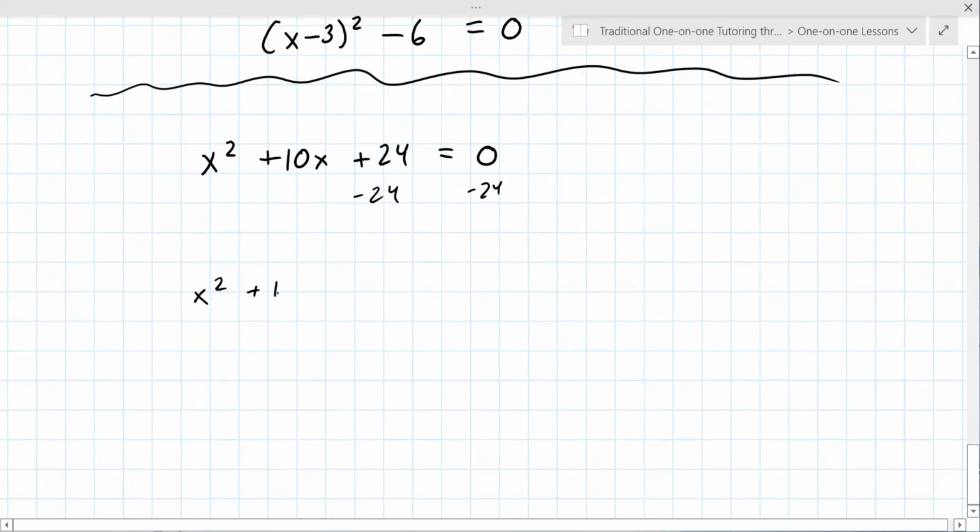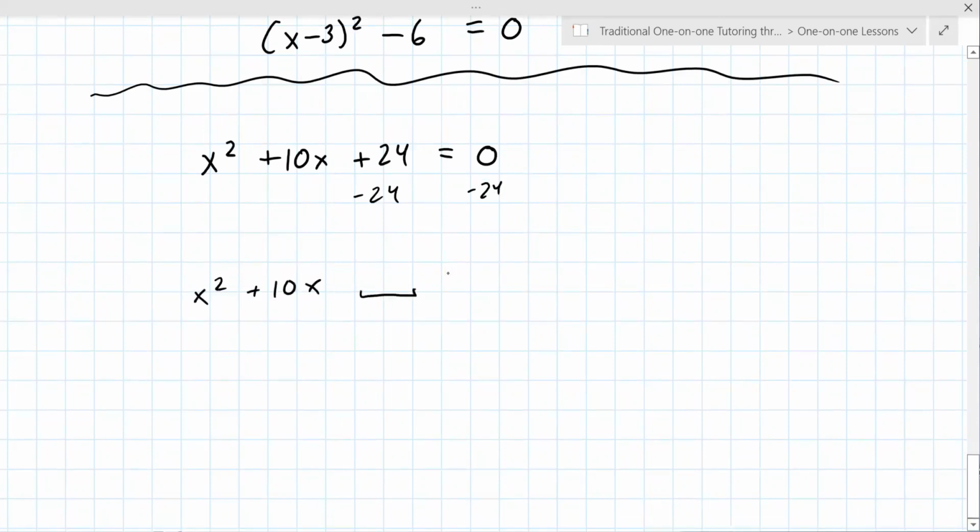X squared plus 10x, leave a space, equals minus 24, and leave a space. The answer for the spaces is 25. You already told me earlier. You said it, because you divided this by 2 and then you squared it.